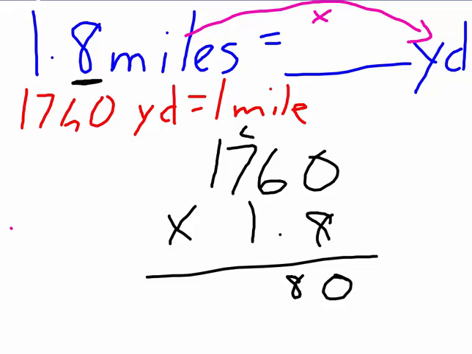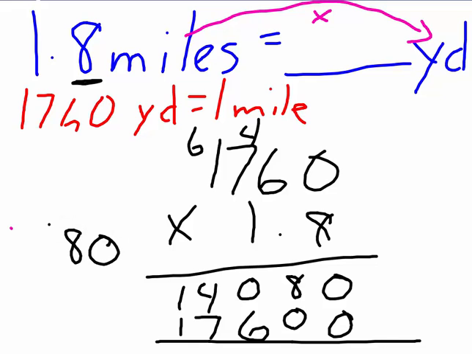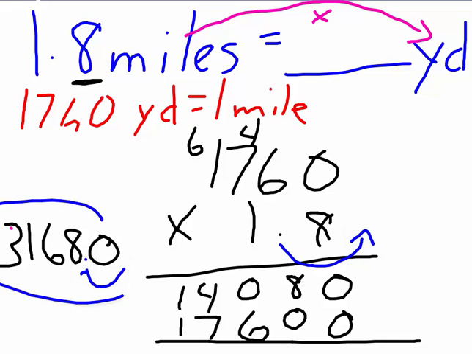0, 8, carry the 4, 56. 56 plus 4 is 60. Carry the 6, and I get 14. 0, 0, 6, 7, 1. I add that up, and I get 0, 8, 6, 1, 3. And the same thing again. My decimal is moved 1 spot, so I'm going to move it 1 spot. My answer is 3,168 yards in 1.8 miles.